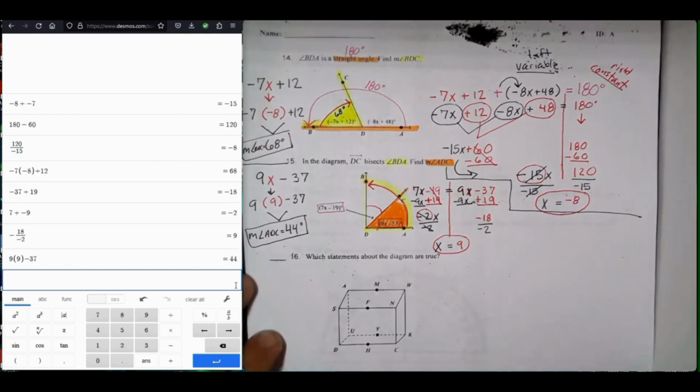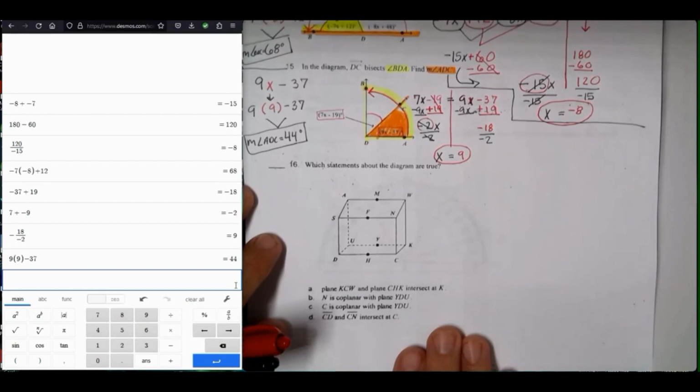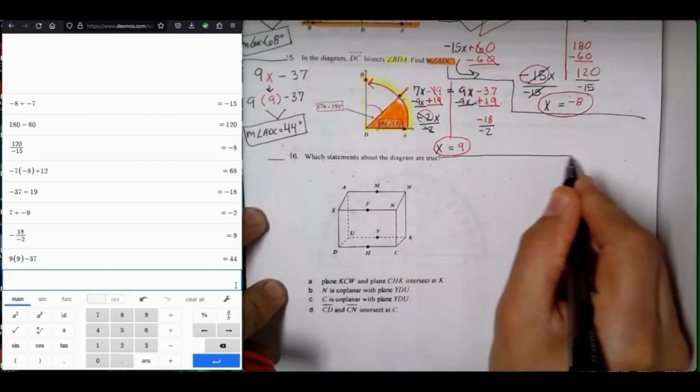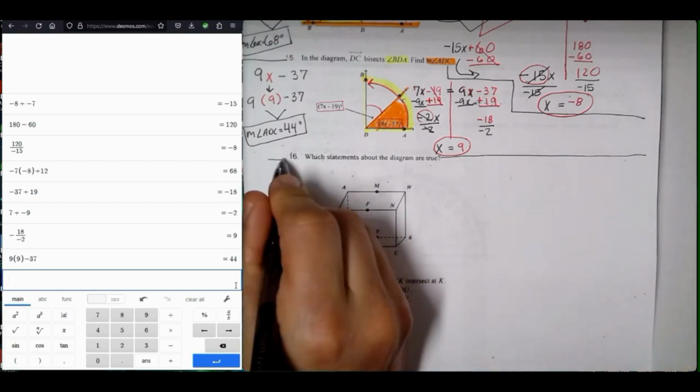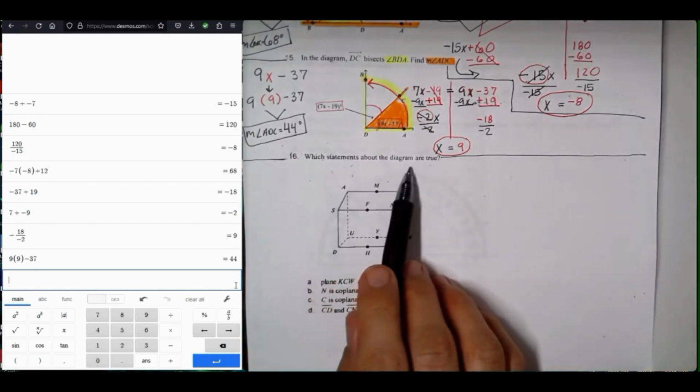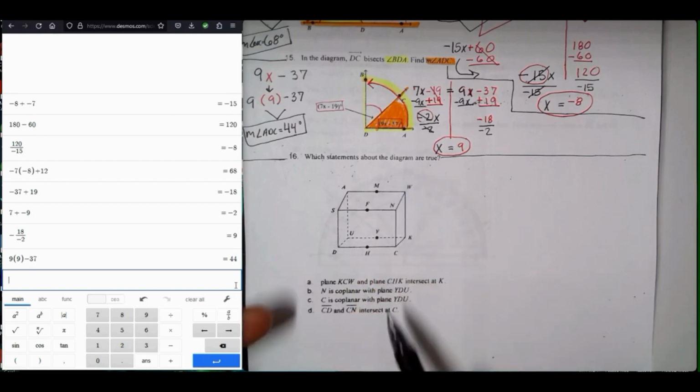Let's look at our next problem, number 16. Move this up. I am going to draw a line across to break this up so we don't get anything mixed up. It says which statements about the diagram are true. Okay, so we have 4 different statements. We want to know which ones are true. So we're going to look at them and try to figure that out.